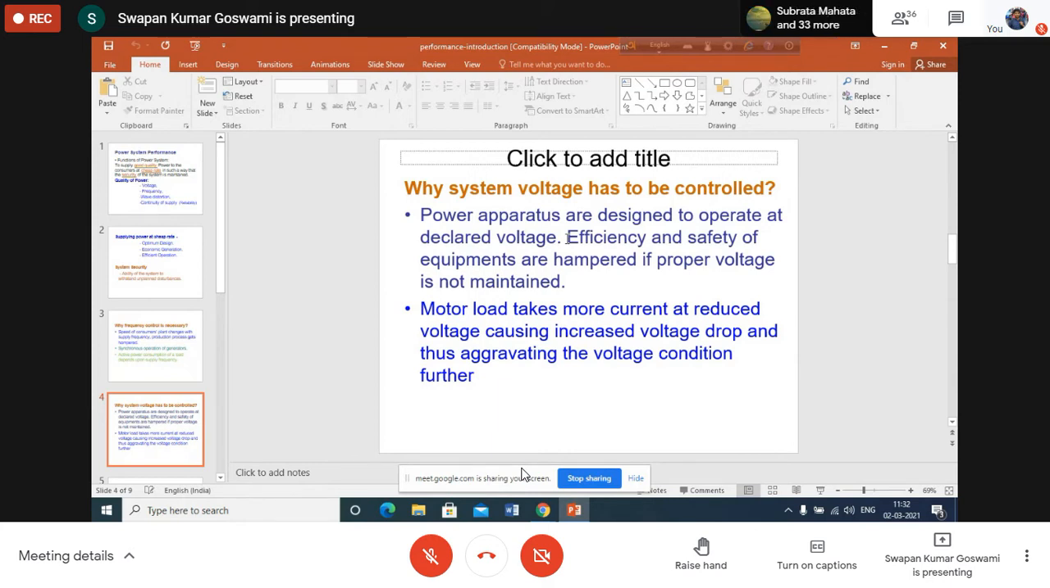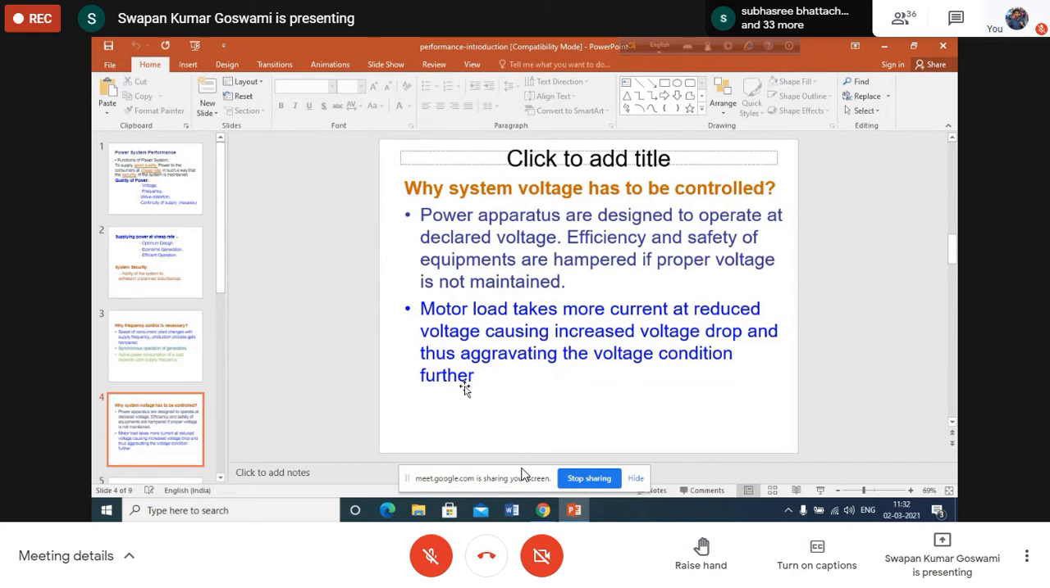Then motor load takes more current at reduced voltage, causing increased voltage drop and thus aggravating the voltage condition. Motor loads are known to be constant power type load. Most of the motor loads are constant power type load. That means they require constant power for their operation. If they require constant power at reduced voltage, what will they do?